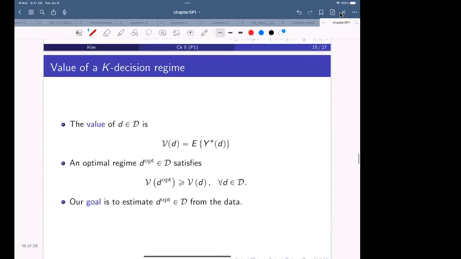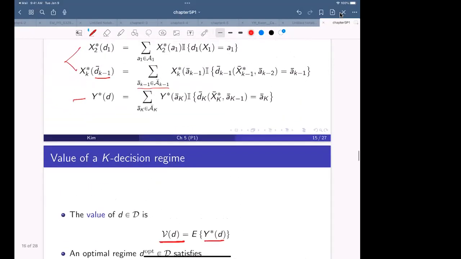Because the goal is to find the optimal treatment regime. That is the ultimate goal. To do this job, we need to define what the value is. So what is the expected value of the potential outcome with respect to d? This is what we want to optimize. That's why we want to define this, so this one is defined this way.